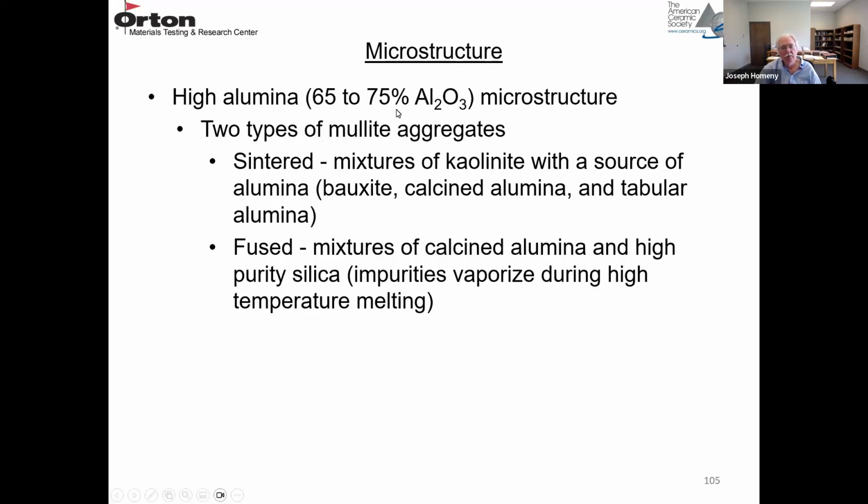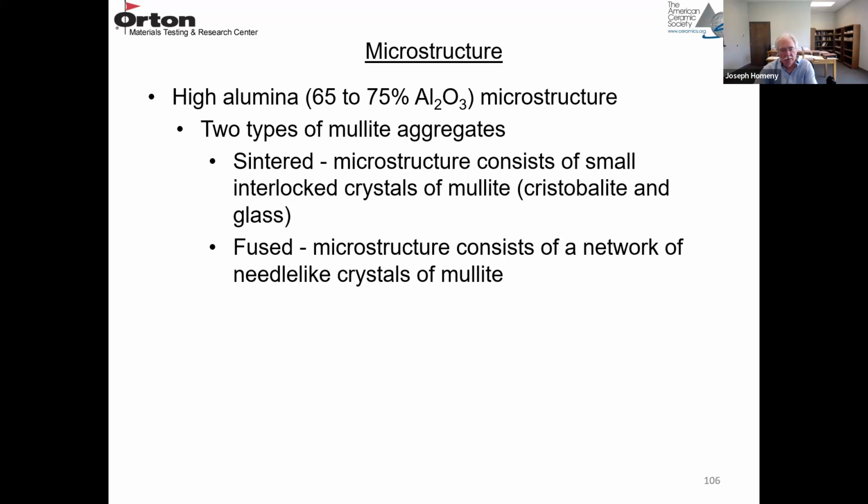So when you get up to maybe 75% alumina, you're starting to use these mullite aggregates, whether it's a sintered or a fused material. Again, the sintered is just a mixture of kaolinite with alumina. Could be bauxite, calcined alumina, tabular alumina, or a fused mullite, which is a mixture of calcined alumina and high purity silica. And then we mentioned in this fusion process, a lot of the impurities will vaporize, especially the alkali, and increase the purity of the fused material.